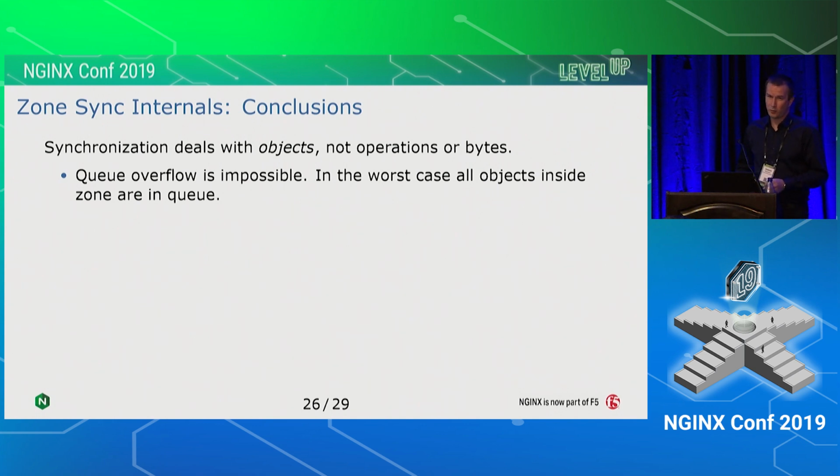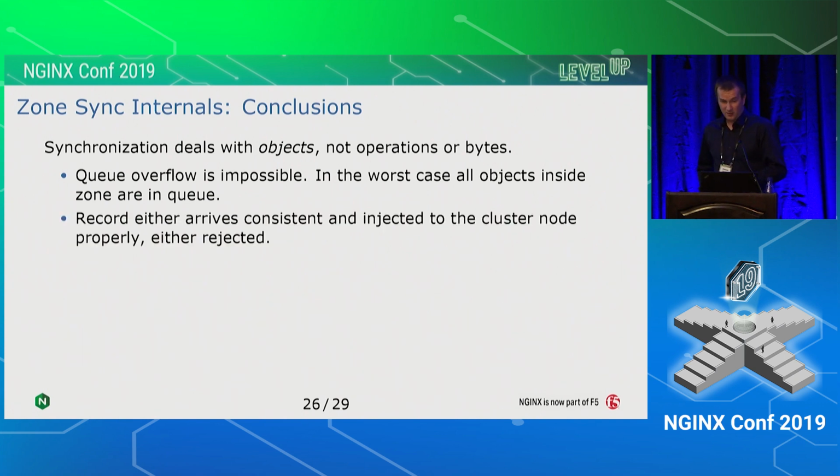For example, it is impossible to overflow the output queue. In the worst case, when our node is disconnected from other nodes, from the cluster, we will just have all objects filling our shared memory queue, and this queue is finite. Records either arrive consistent and are injected into the cluster node properly, or are rejected, because the process is absolutely the same as adding local records. It actually calls the same code.